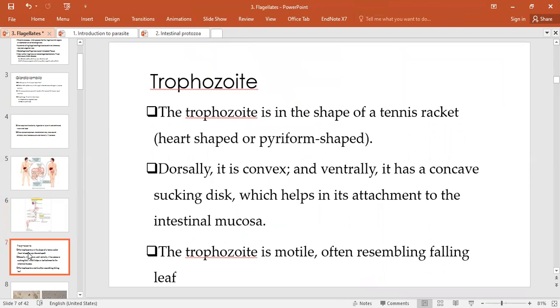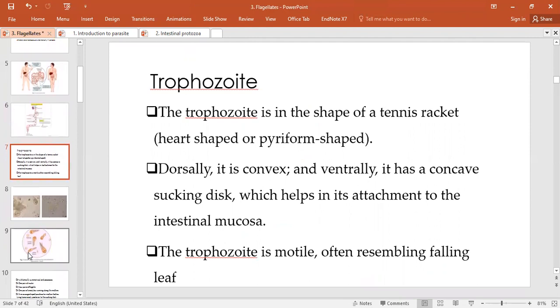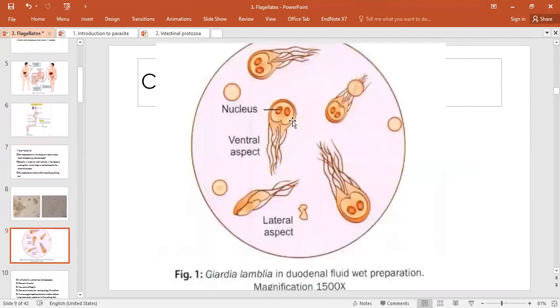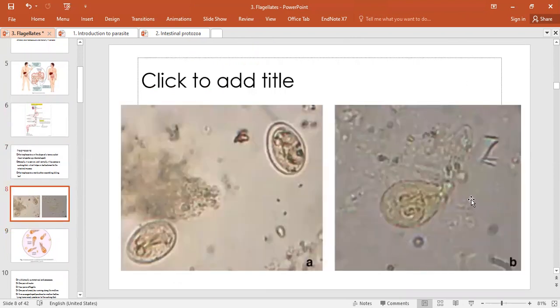The trophozoite is in the shape of a tennis racket. We've already seen it. Here it looks like a tennis racket or a heart. Here is the shape of a trophozoite in a slide. The slide is required of you. It comes in practical exams. Here is the shape of the trophozoite. Here is the shape of the cyst.